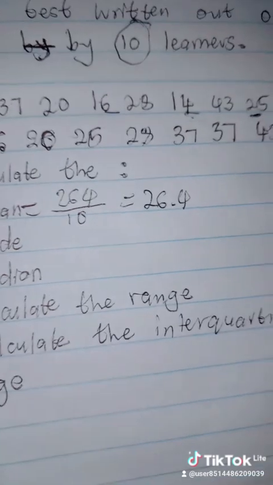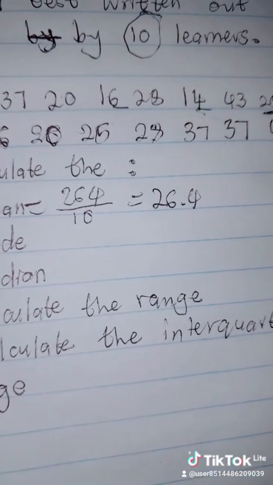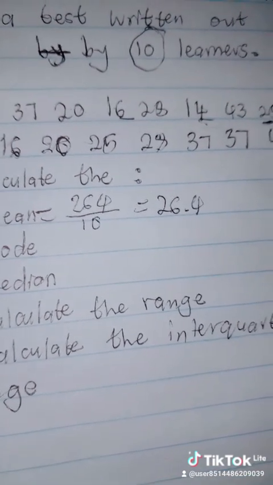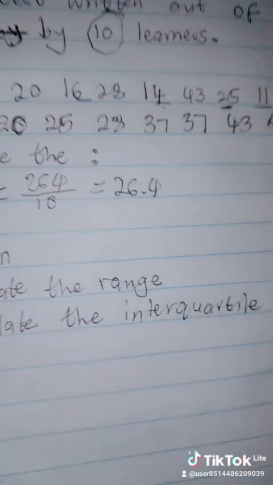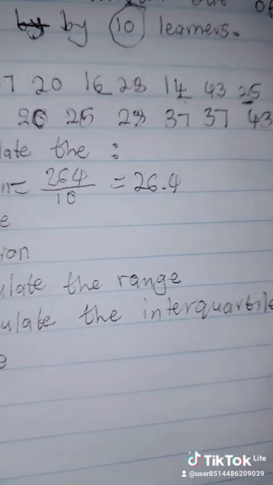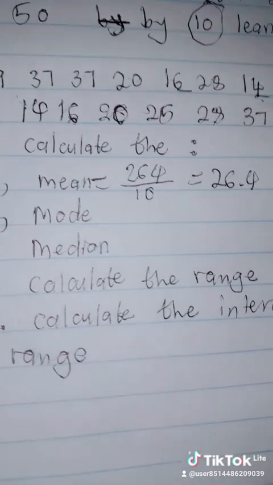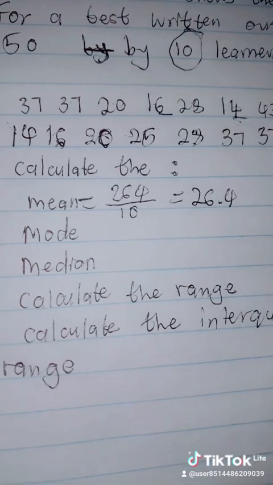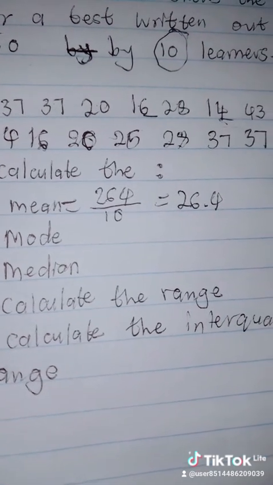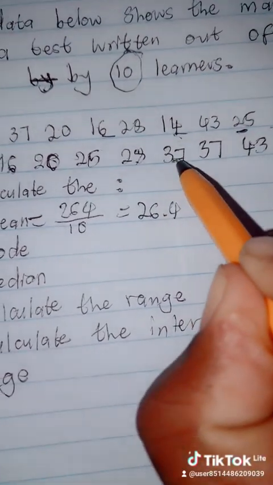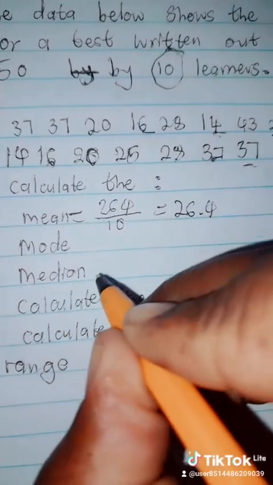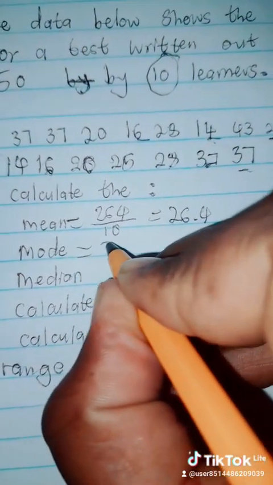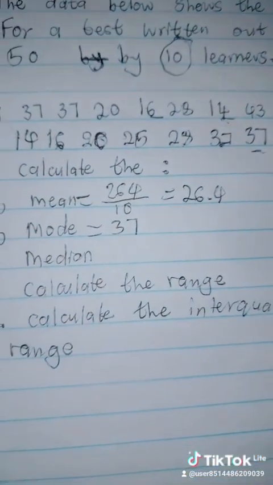In some cases, if we had a lot of decimals there, they will tell us to round off to 2 decimal places or 3 decimal places, but you must follow the instructions, right? So let's go to mode. We need to find the mode. Remember, I said that the mode is the most frequent. The most frequent here seems to be 37, right? We don't have another one, so our mode will be 37.